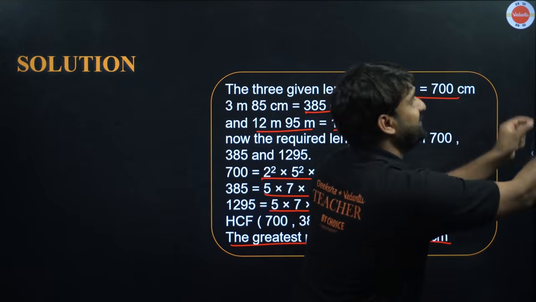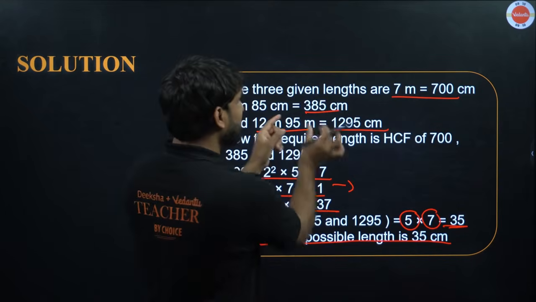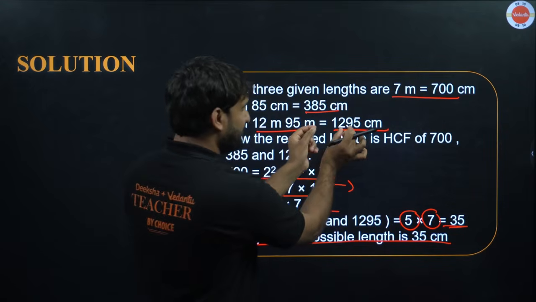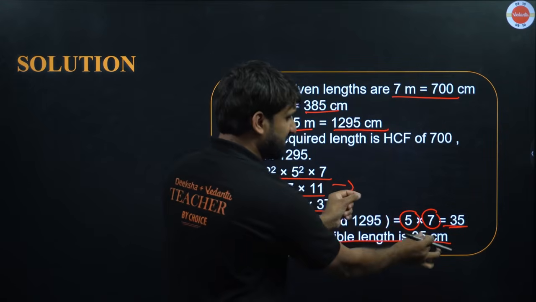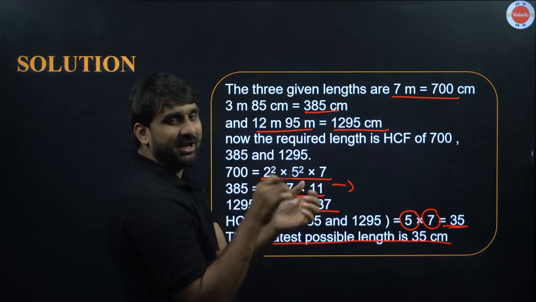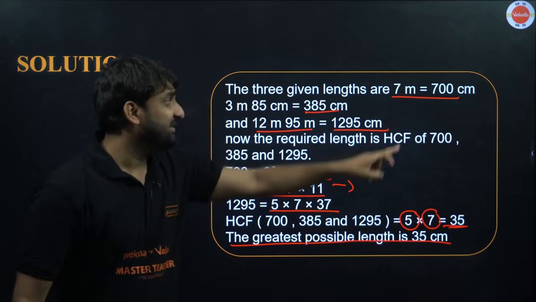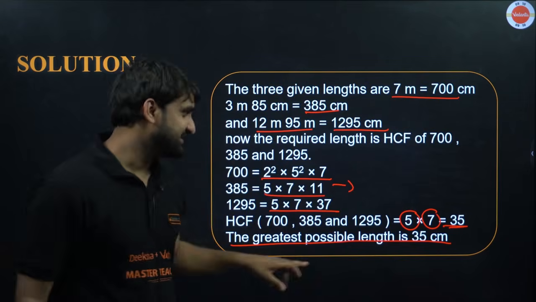So 35 centimeter is the possible length that we can use to measure all these lengths. With 35, 35, 35, we can measure 700. 385 we can measure with 35, 35, 35. 1295 centimeter we can measure using this, whatever it is, a measuring tape. So 35 is dividing all these three. So this is the HCF.